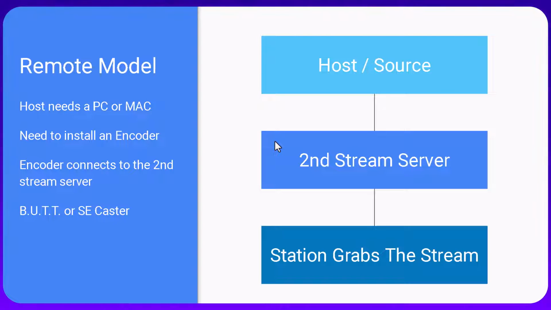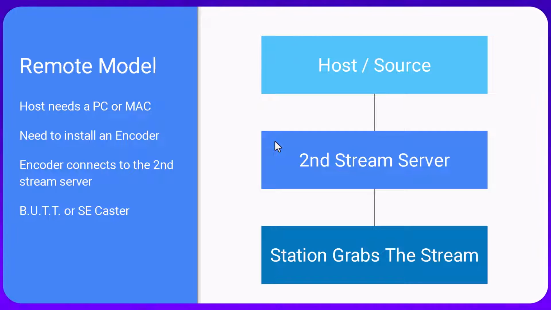They need to be running a PC or Mac, and they need to install an encoder. The encoder will connect to that remote or second stream. Now, that second stream can be as cheap as you can find them, okay? Because the only people using that stream are your host. That encoder is going to connect to that second streaming server, okay? So give them the password and the username for that, no problem.